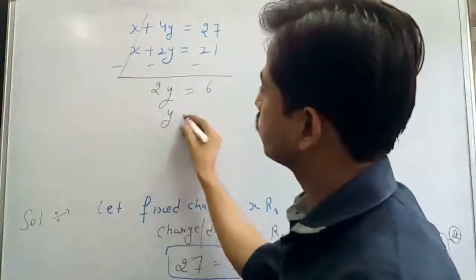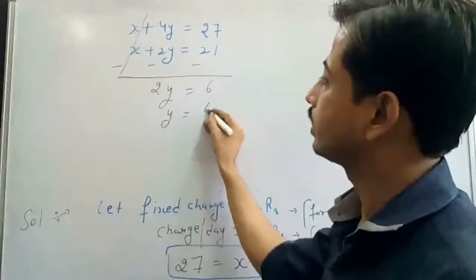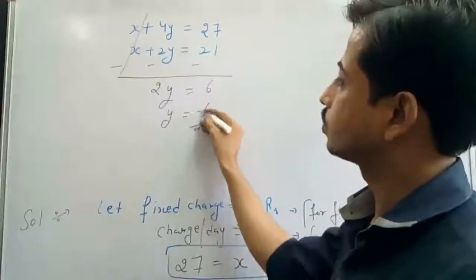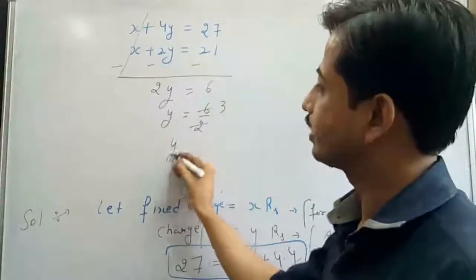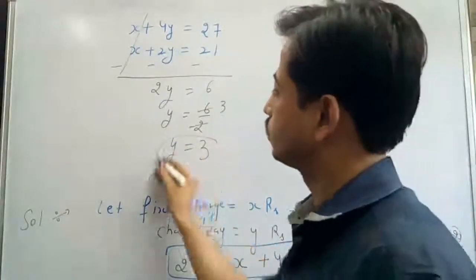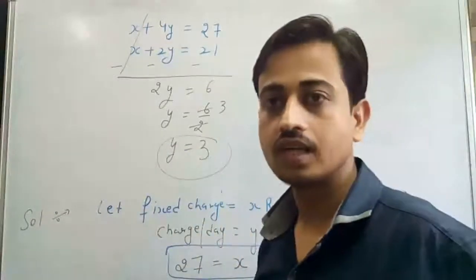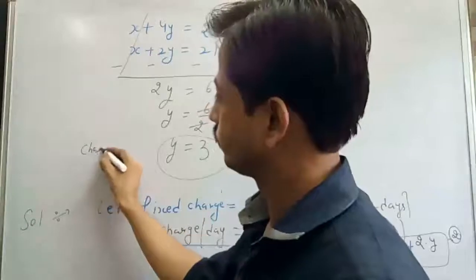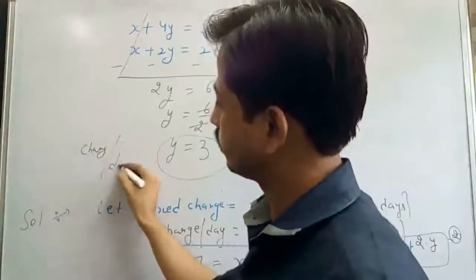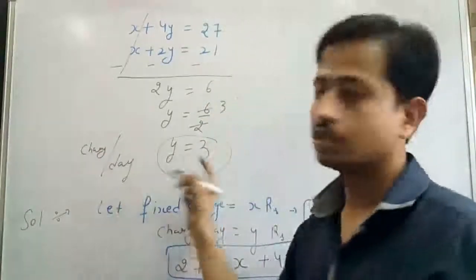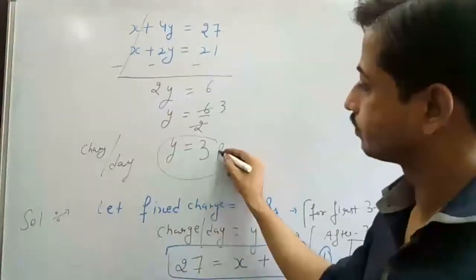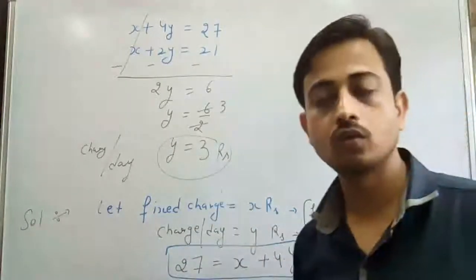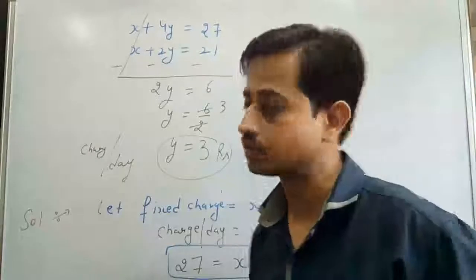So what's the value of y? We have to take this 2 to the denominator. 2 ones are 2, 2 threes are 6. So we get y is equal to 3. It means the charge per day is 3 rupees. Now what we have to do? Calculate x, the fixed charge.